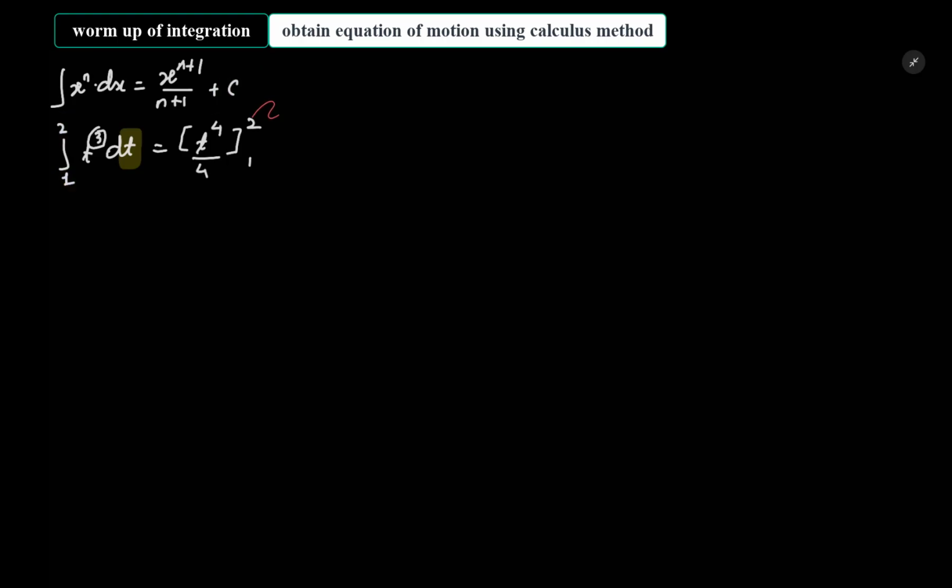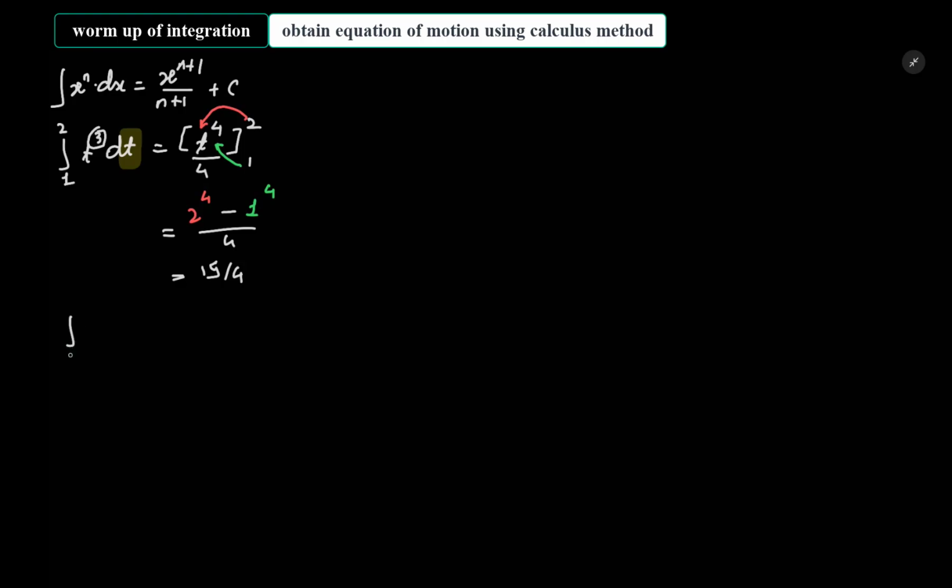Now, let's substitute your upper limit instead of t. So we will get 2 raised to 4 minus substitute lower limit. So we'll get 1 raised to 4 divided by 4. So here we get 2 raised to 4 means 16 minus 1 by 4, or we can say 15 by 4 is your answer. Let's take another example.